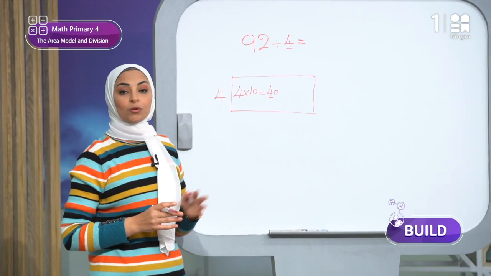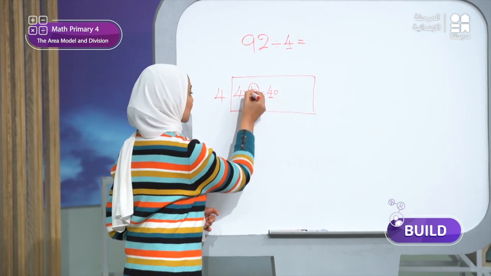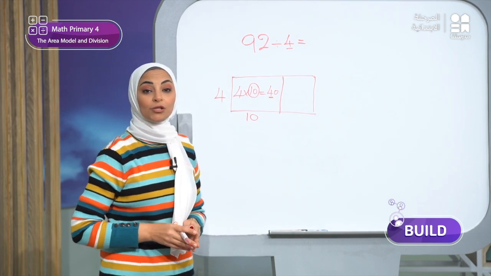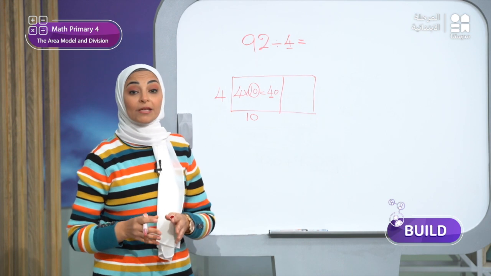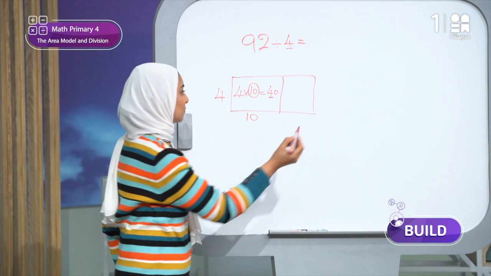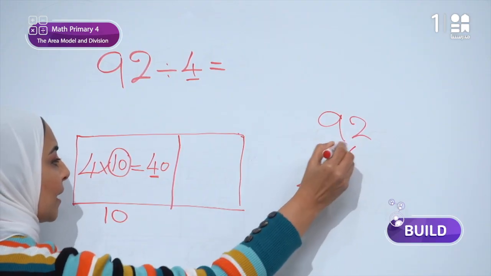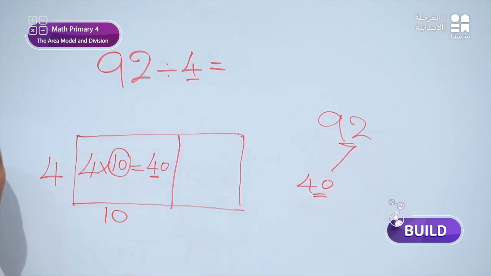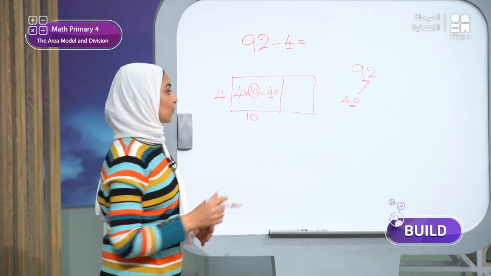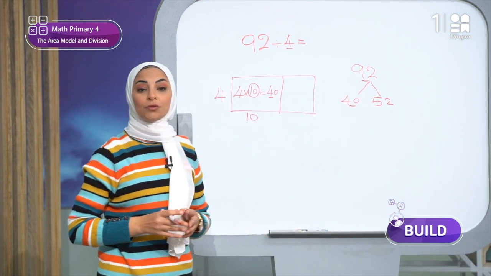Now, as we wrote here, 4 times 10 equals 40, we will write the 10 in this part and draw here my vertical line. Then, what should I do? Yes, we need to find the remainder, right? We will subtract 40 from 92. I have the whole number 92 and here 40, so I will make 92 minus 40. Here 92 minus 40 gives me what? Yes, the remainder will be 52.